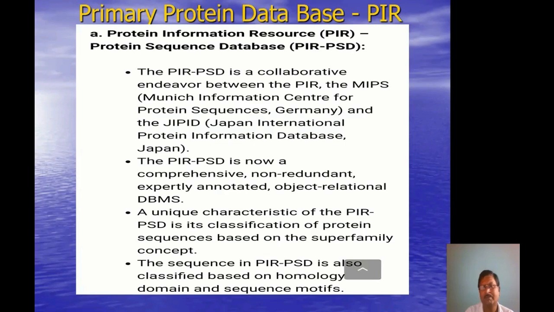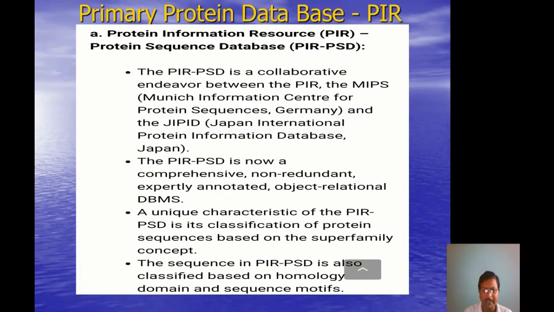Then, for primary protein databases, another example is PIR. What is PIR? Protein Information Resource, PIR, or it is otherwise called PIR-PSD, that is Protein Information Resource Protein Sequence Database. This PIR-PSD is a collaborative work between the PIR and the MIPS. What is MIPS? Munich Information Center for Protein Sequences, which is located in Germany. And another one is JIPID, which is nothing but the Japan International Protein Information Database located in Japan. So this PIR-PSD is now a very comprehensive, non-redundant, expertly annotated object-relational database management system, that is called a DBMS. It's a very important database management system.